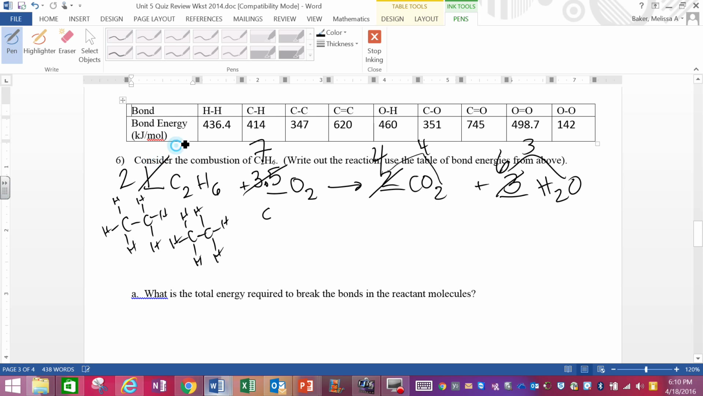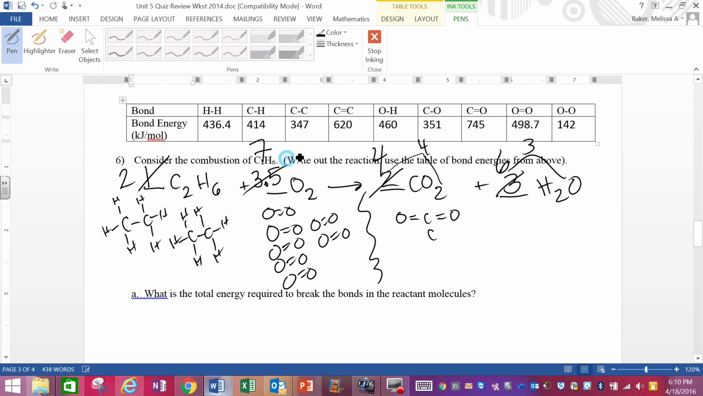We're breaking the bonds of 7 O2 molecules, and O2 molecules have a double bond between the oxygens. We're making 4, I'm going to put a little divider here, we're making 4 carbon dioxides, so really we're making 8 carbons double bonded to an oxygen because there's 2 for each. And we're making 6 H2Os. So we're really making 12 OH bonds.